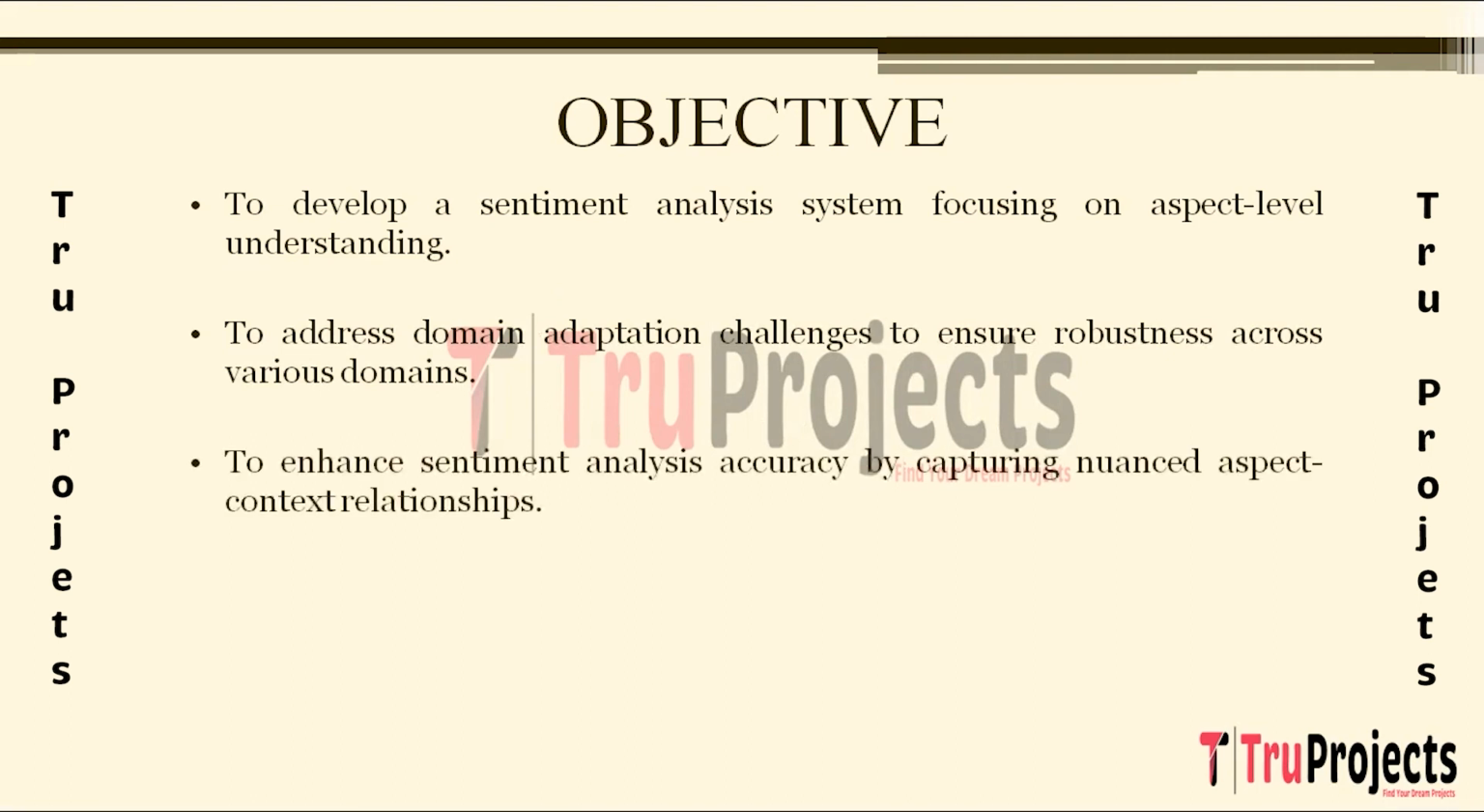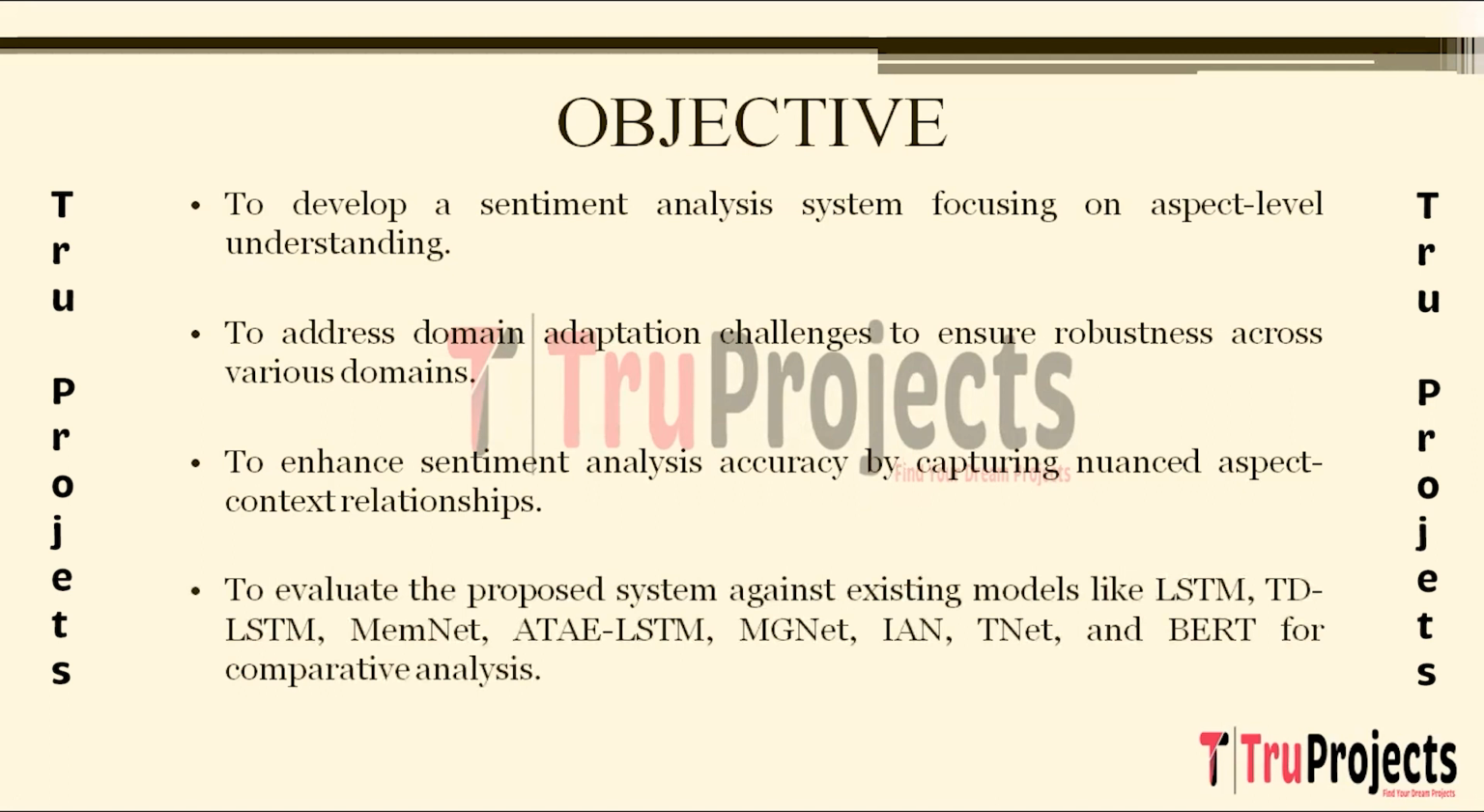And sentiment analysis systems often struggle with capturing nuanced relationships between aspects and their context within text. So, the objective also focuses on improving accuracy by developing methods to effectively capture and analyze these relationships. By understanding how aspects are mentioned and perceived within different contexts, the system can provide more accurate sentiment analysis results.